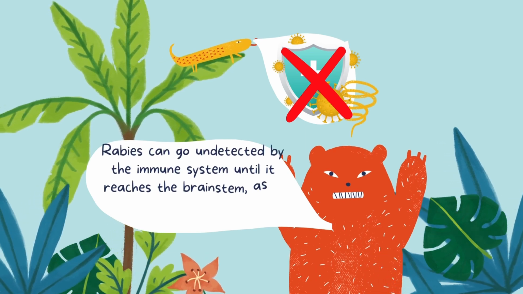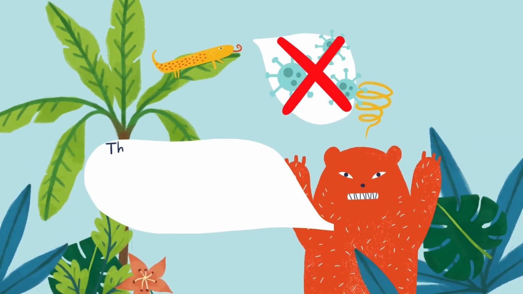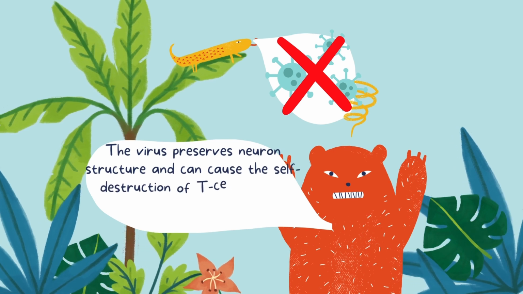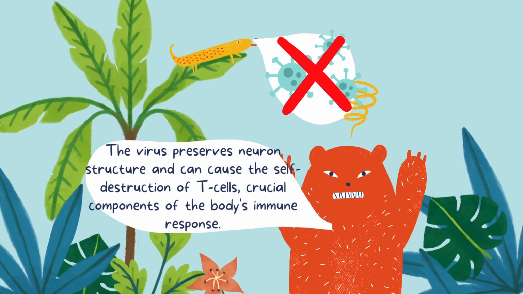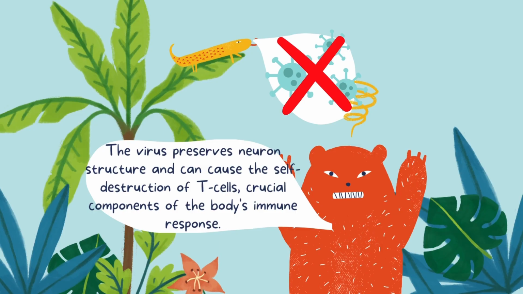Rabies is able to go undetected by the body's immune system for a long time, only triggering once the virus has already reached the brainstem. This is due to the virus stopping neurons from alerting the immune system of its presence. The virus also does not kill neurons, leaving their structure intact, and can kill off T cells, which are vital components of the body's immune response, by telling them to self-destruct.